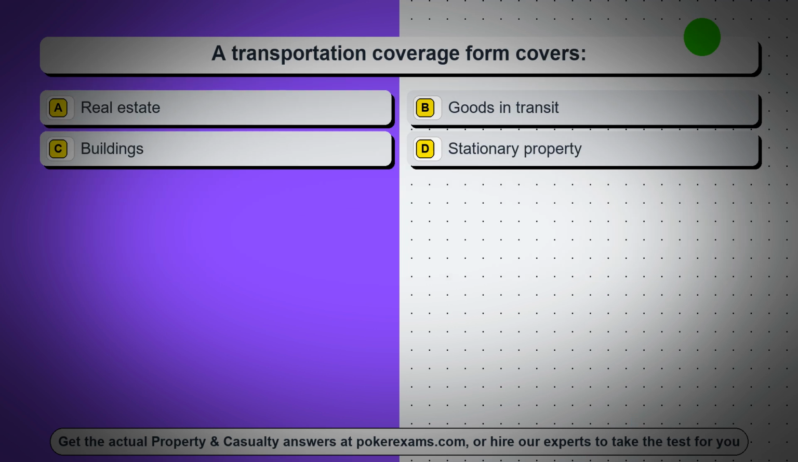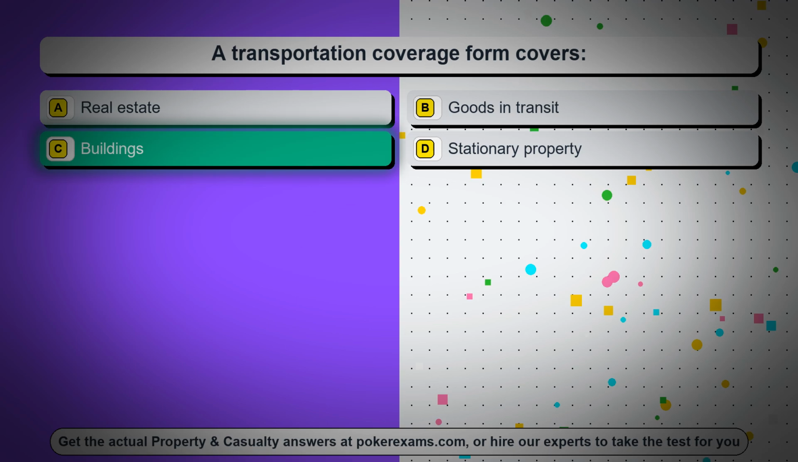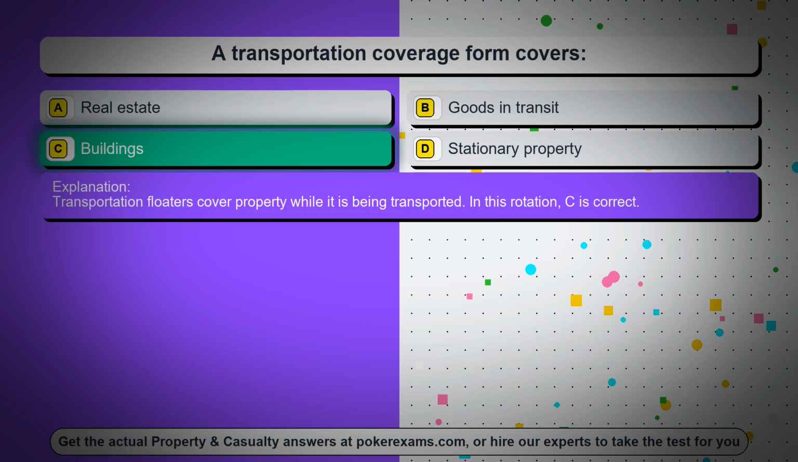Question 36. A transportation coverage form covers. Option A real estate. Option B goods in transit. Option C buildings. Option D stationary property. The correct answer is option C, buildings. Transportation floaters cover property while it is being transported. In this rotation, C is correct.